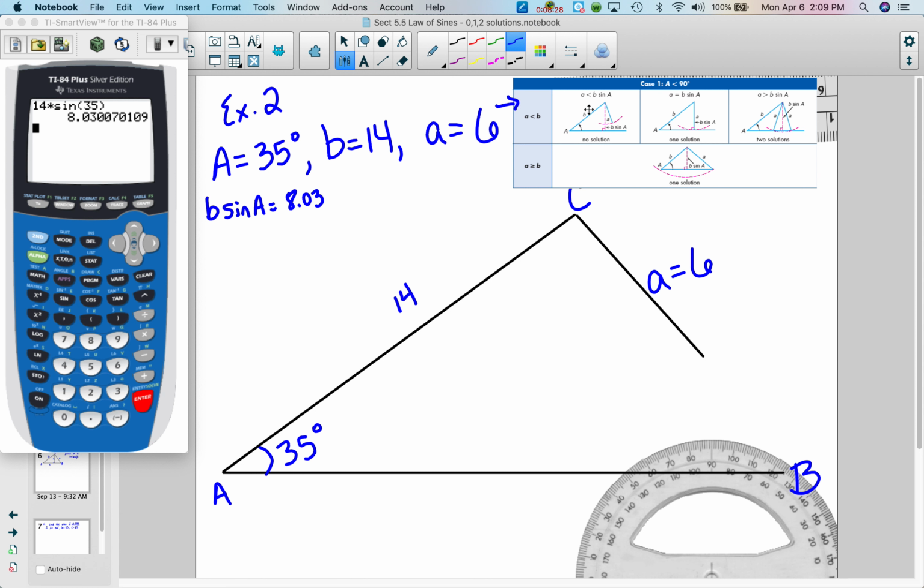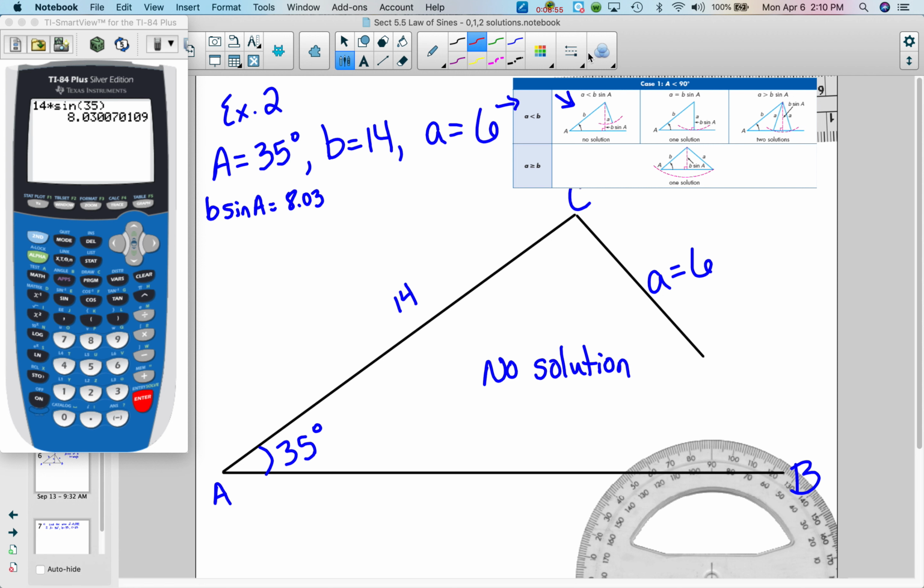Now I have to compare that to A. Well, 6 is less than 8.03, so A is less than B sine A. I'm here, and it says no solution. So we know the answer is no solution, which of course you knew because, look, I couldn't draw it. I had gotten my ruler out, and it didn't work to draw those measurements.